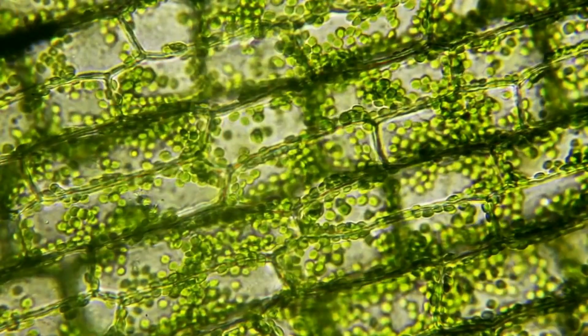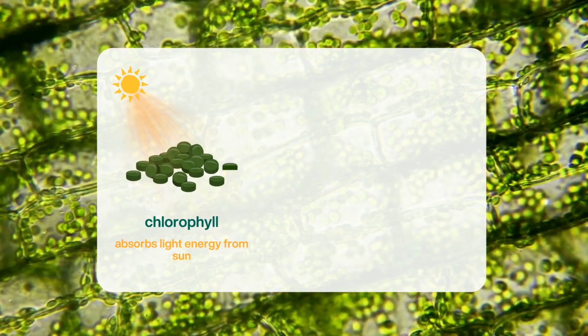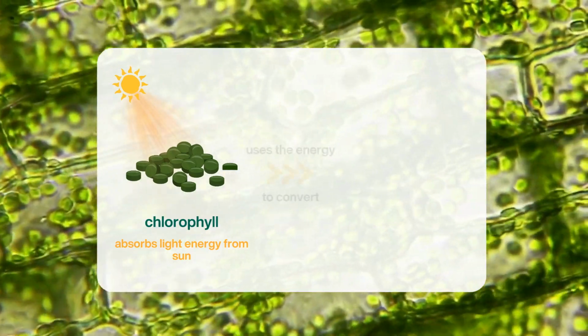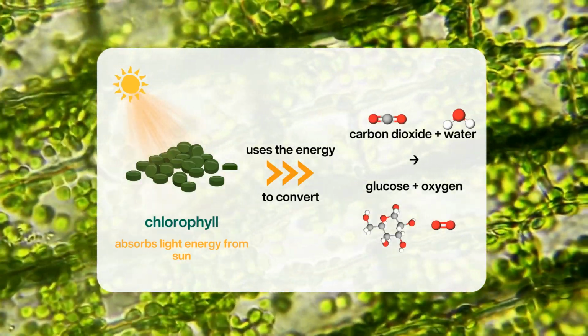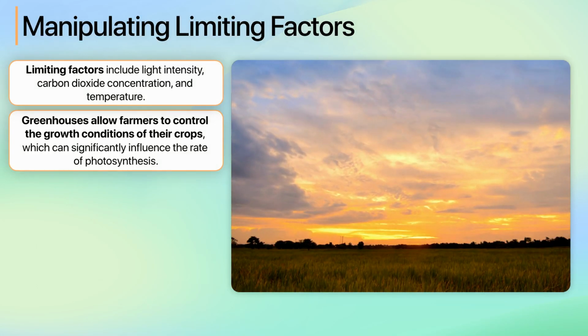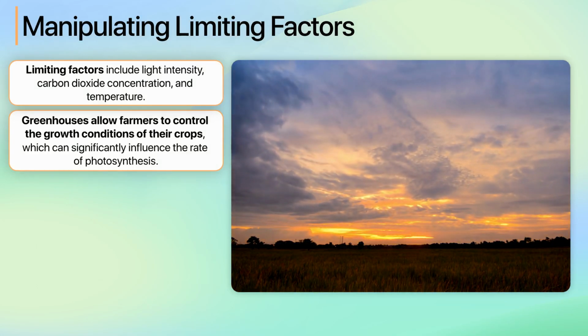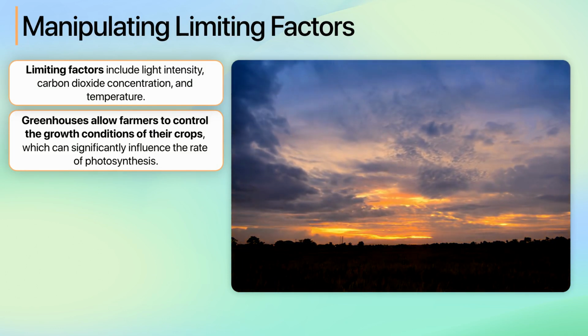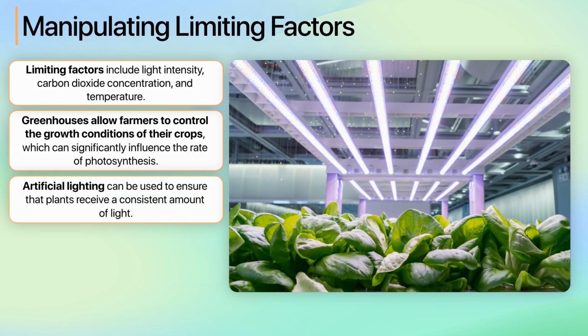Light is one of the most critical factors for photosynthesis, as chlorophyll in plants absorbs the light energy from the sun and uses the energy to convert carbon dioxide and water into glucose. In a natural environment, light availability changes throughout the day and seasons. Early in the morning or on cloudy days, light might be a limiting factor. In greenhouses, artificial lighting can be used to ensure that plants receive a consistent amount of light.